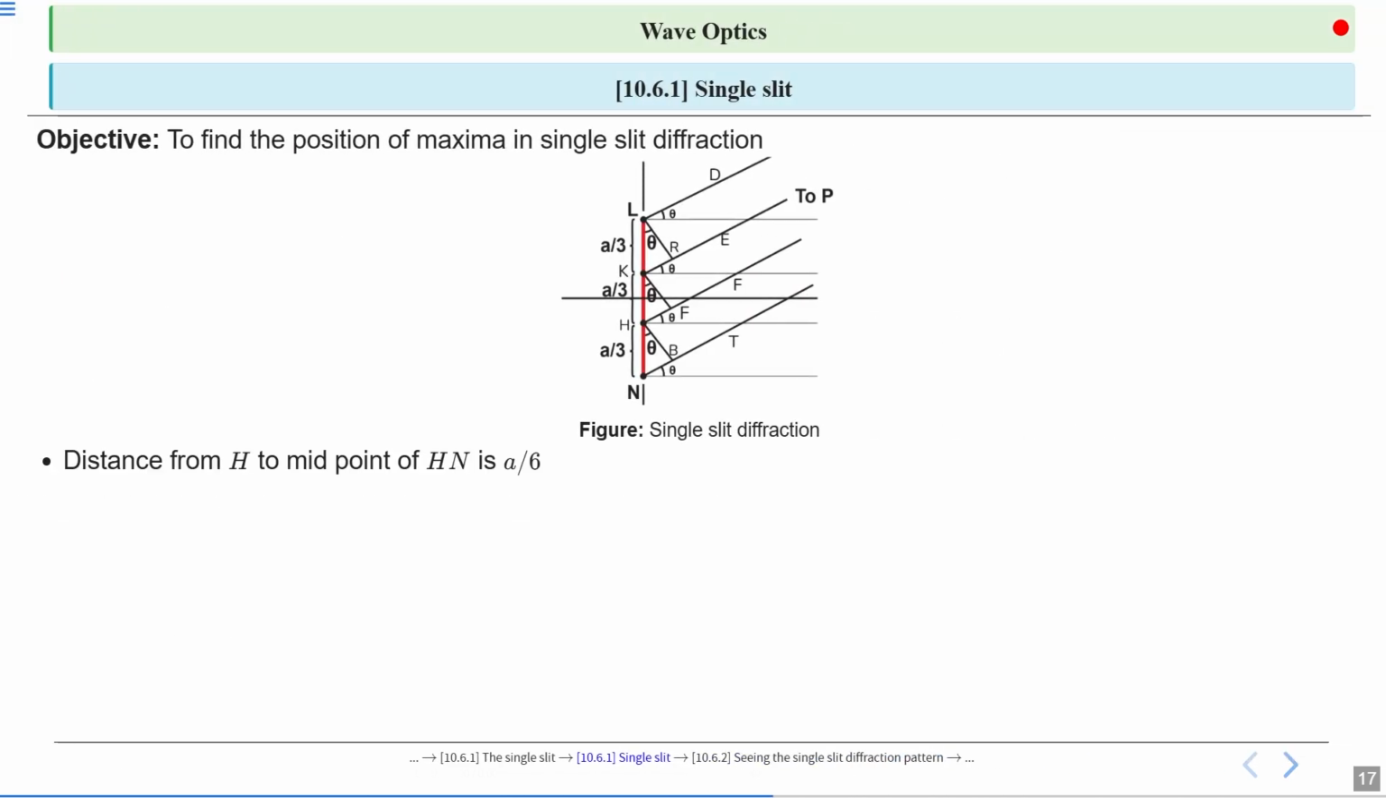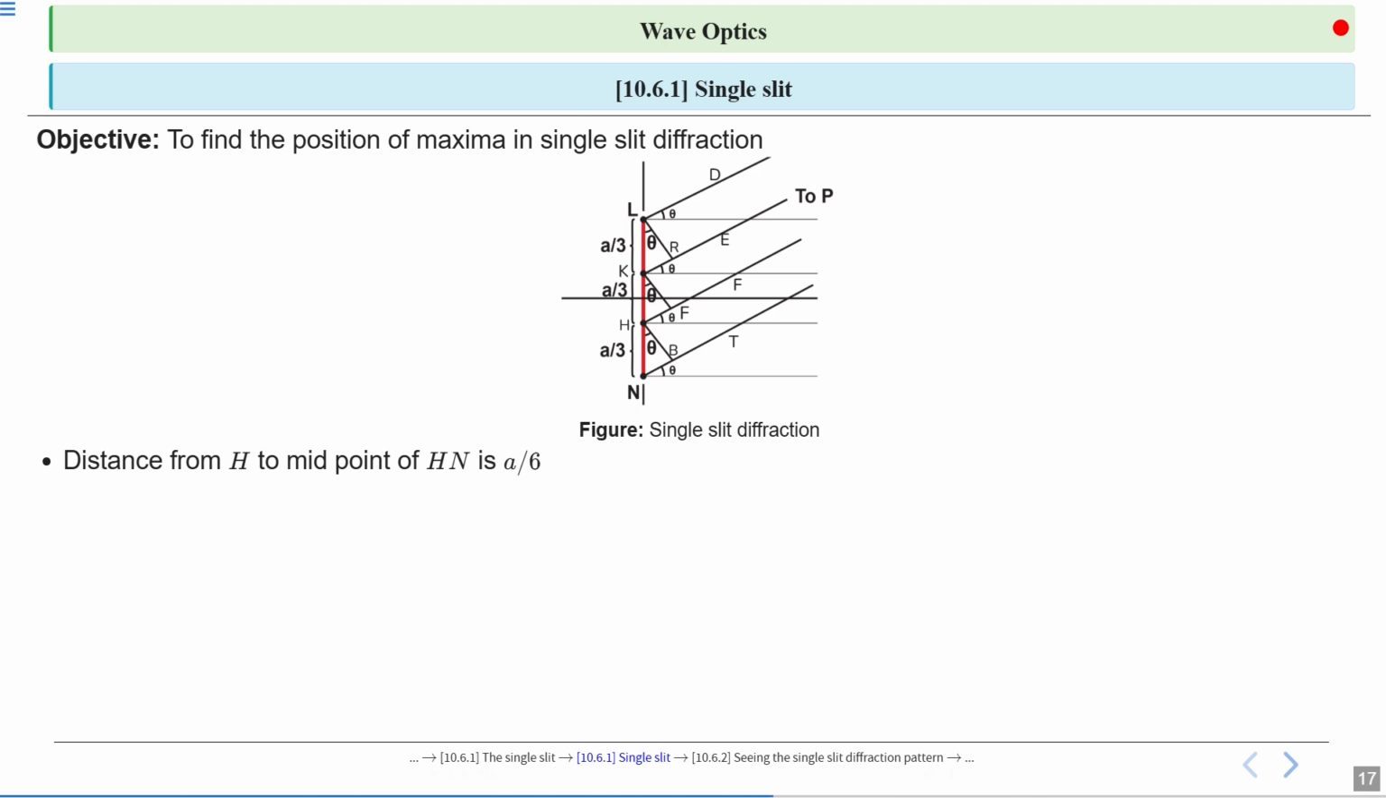So we have divided HN into two sections. The waves originating from these two sections are not interfering destructively. They are interfering constructively. That's why a maximum is formed at point P.